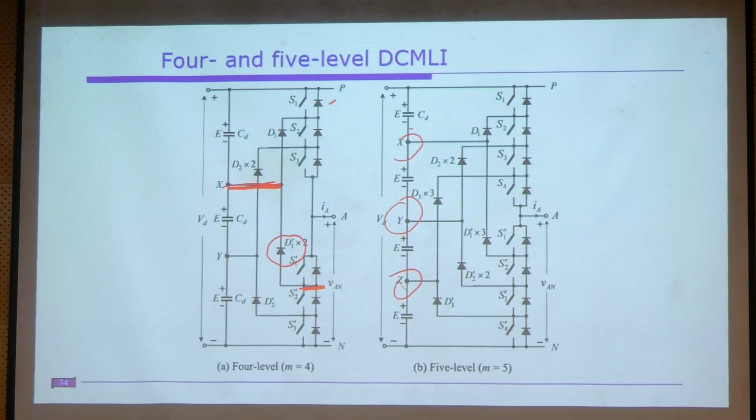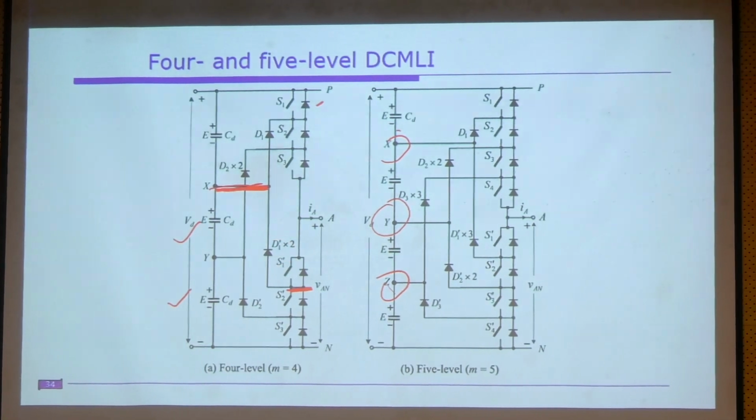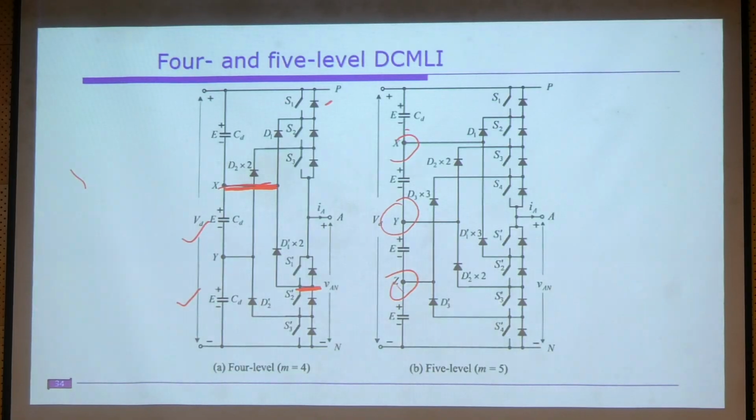Now how much voltage is supposed to block? This voltage, as well as this voltage, is supposed to block 2E voltage. That's why it is written as D dash into 2. That means two devices of the same rating are supposed to be in series. If E rating devices, you are supposed to connect two in series. Understood?